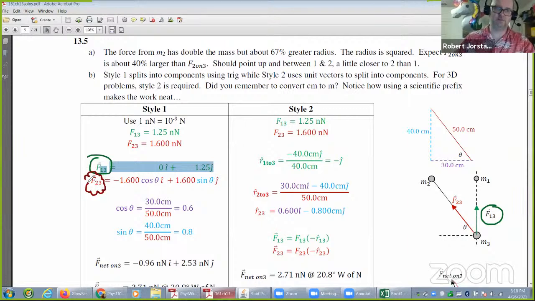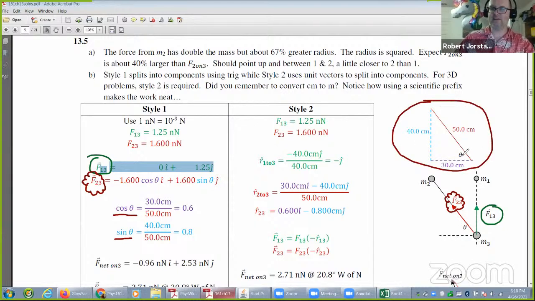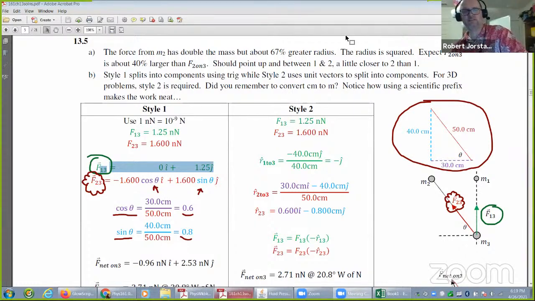For number 2, what did I do? Rather than solving for theta, I solved for cosine theta and sine theta. So I used this triangle right here. And rather than getting the angle as being 53.1 degrees, I just got the sines and the cosines of them. From there, I punch in those numbers. I add up the i's with the i's, the j's with the j's. And we got this thing going. So that's style 1. We're going to go through style 2 in just a minute.